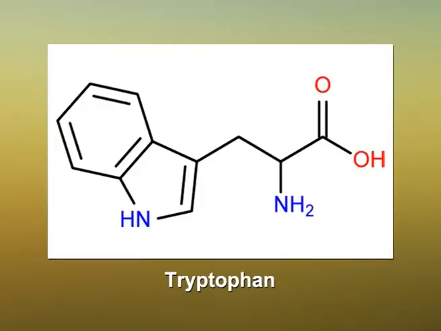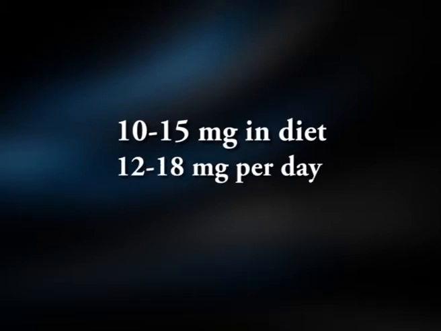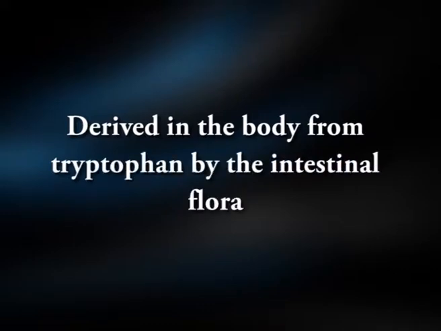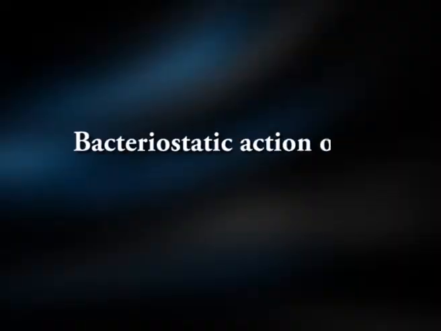This vitamin differs from the other vitamins of the B complex group in that an essential amino acid, tryptophan, serves as its precursor. The daily intake of this vitamin in children should be about 10 to 15 mg in the diet. Normal adults require about 12 to 18 mg per day, while females need 15 to 20 mg. In addition to dietary intake, nicotinic acid may be derived in the body from tryptophan by the intestinal flora. The synthesis is inhibited by the bacteriostatic action of sulfonamides.